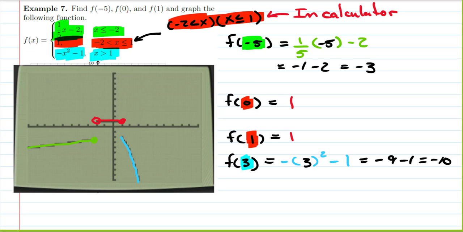Then on my red graph, open not included, less than or equal is included, so that's going to be a filled in circle. And then on my blue graph, I have a greater than but not equal to, so that one's going to be an open circle. So that would be what our graph would look like.